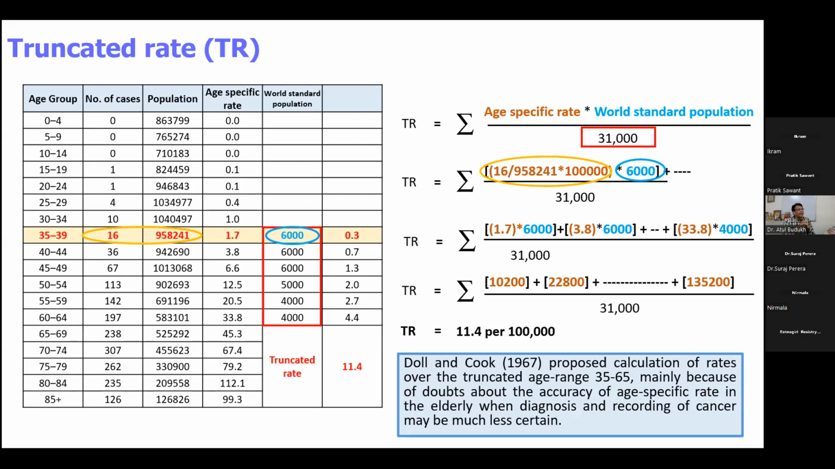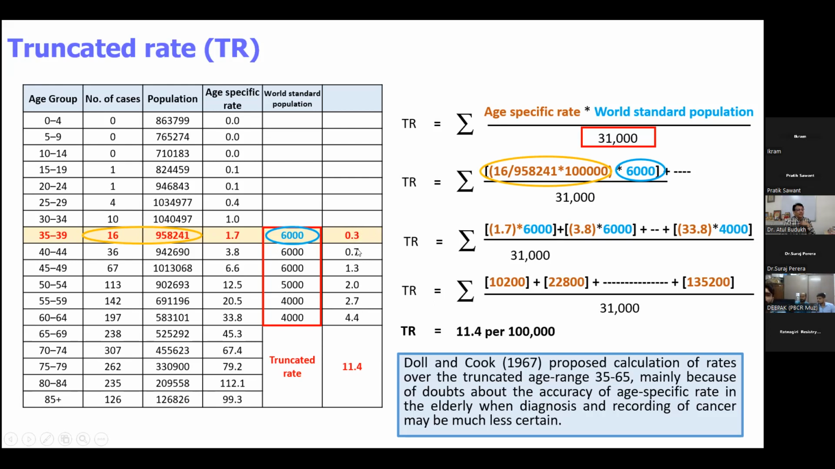So Bihar team, tell me how you have calculated 1.7 here. Bihar team, Deepak. Sir, it is 16 divided by 958,241 multiplied by 100,000. What does it come to? 1.7. Yes. And what we are doing? 1.7 into 6,000, for truncated rate for 35 to 64. Then the next, 3.8 into 6,000, 6.6 into 6,000, 12.5 into 5,000, 25 into 4,000. And the summation of this.